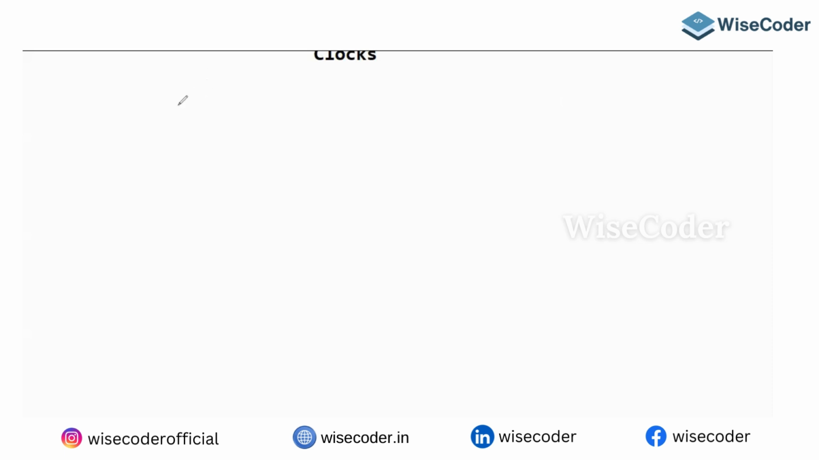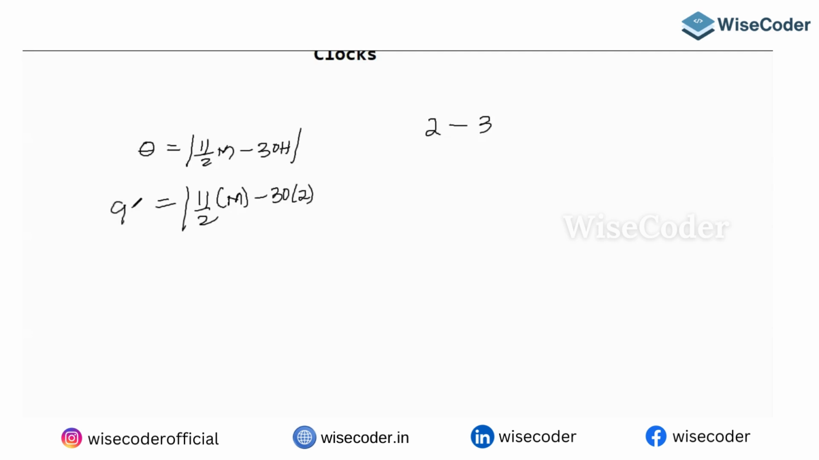Look at here. So actually, what is the formula? The formula is equal to 11 by 2 m minus 30 h. So how many minutes is there? We need to figure it out in the minutes. I want the time between 2 o'clock and 3 o'clock. I don't know the minutes, but I know the hour. How many hours? 2 hours only. But I know the degree. What is the degree here? 60.